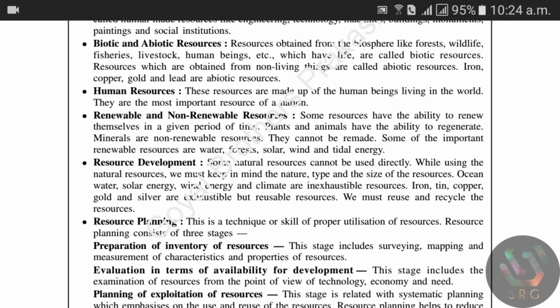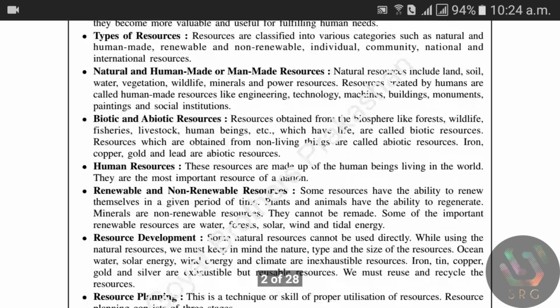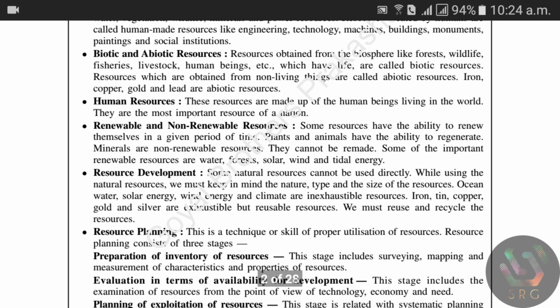And human resources is a huge concept for you. These resources are made up of human beings living in the world. They're the most important resource of a nation. Human resources are the main vector for all this development of the resources to happen. They are the ones who develop these resources on the basis of their needs. So they are thus stated as the most important resource of the world.